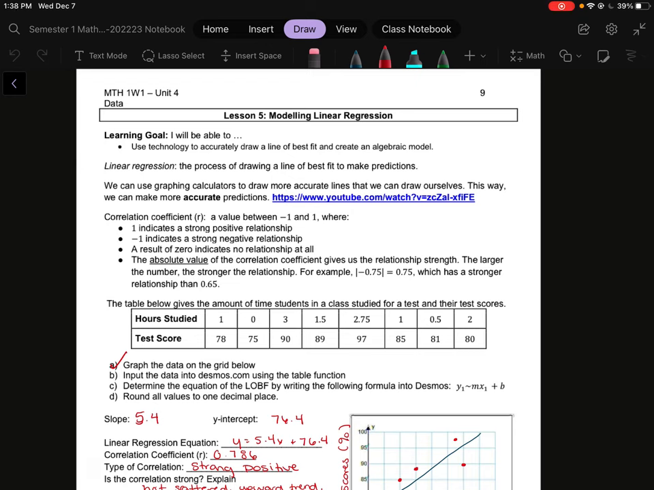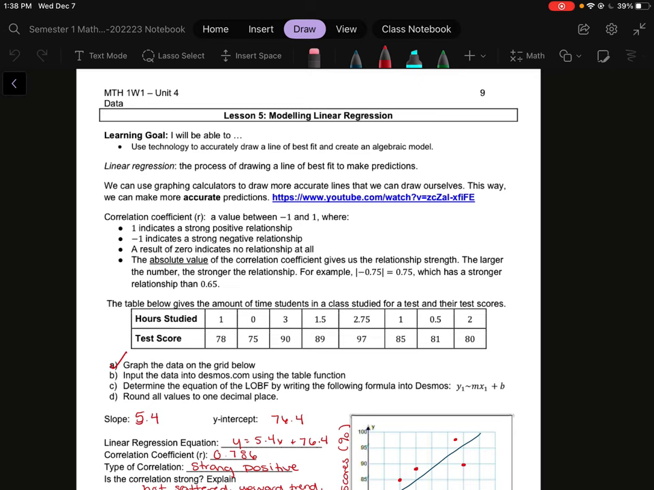When we're looking at these values, there's something called an absolute value. The absolute value of the correlation coefficient gives us the relationship strength. So the larger the number, the stronger the relationship. For example, here we can see that we have -0.75, which is equal to 0.75 in absolute value, which has a stronger relationship than 0.65 because it is a larger number. Because of that, it has a stronger relationship.